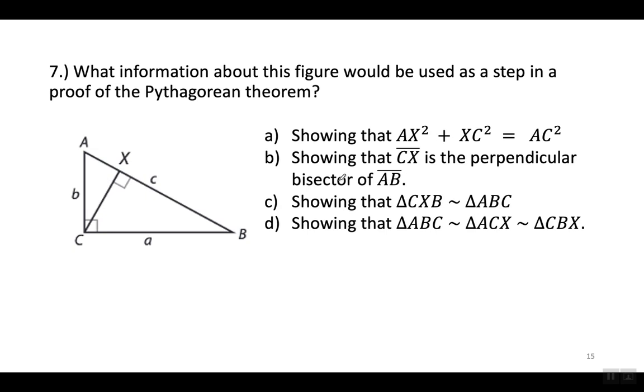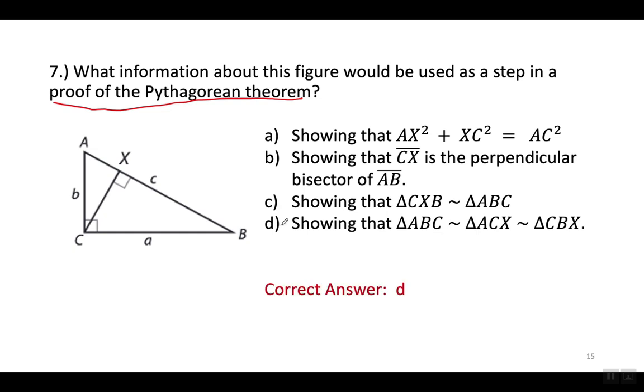All right, question number 7. What information about this figure would be used as a step in a proof of the Pythagorean theorem? Okay, listen. I like to explain the questions always so that you guys understand them. But this particular question, I looked throughout the book and there's no proof of the Pythagorean theorem in the book that shows what they want us to show in this question. And it would take too much time, in my opinion, to go through this when I honestly don't feel it's worth the time for this particular question.